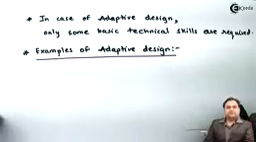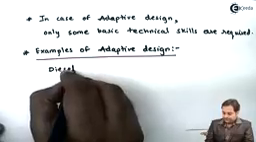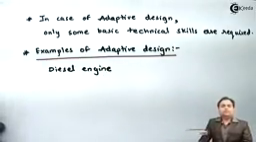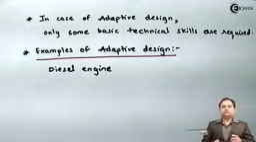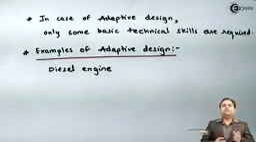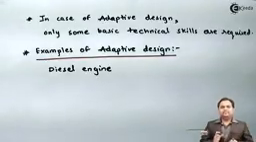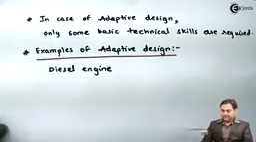The best example which I can give here is the diesel engine. Now, as we know, the diesel engine is already existing. It is in use. So if we make any small modification in a diesel engine, then it would be termed as adaptive design. So diesel engine comes under the category of adaptive.